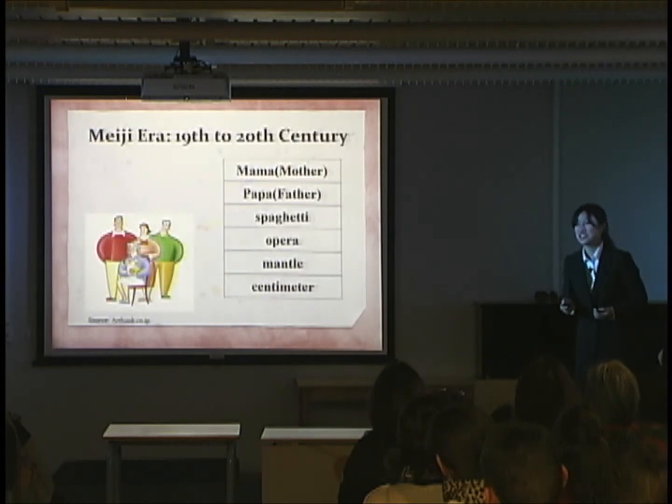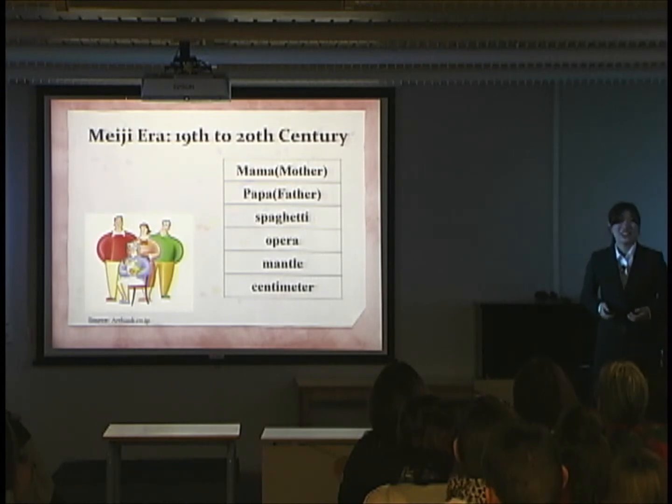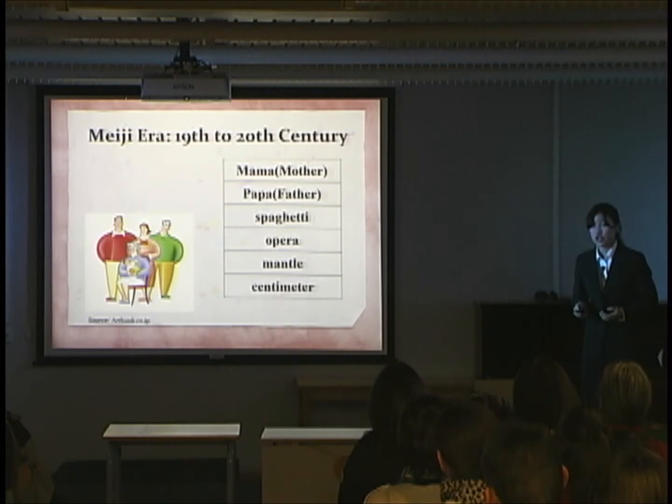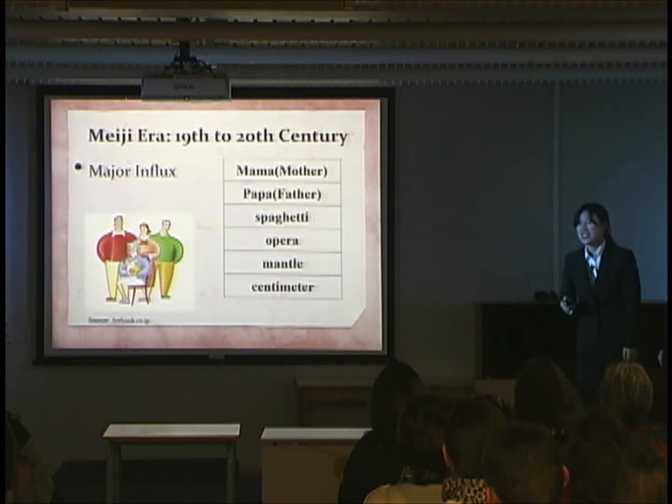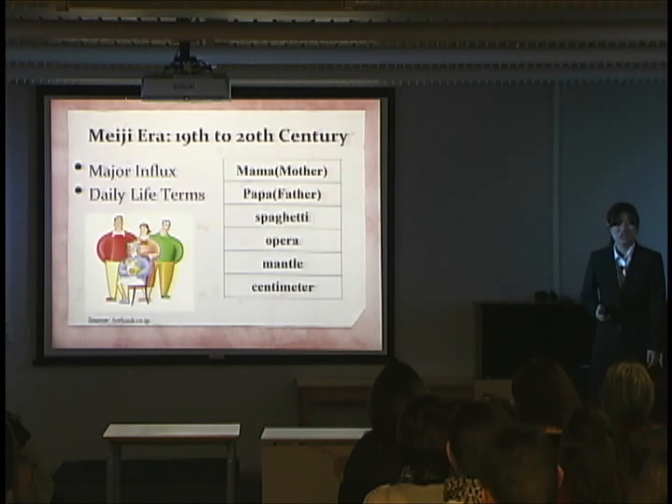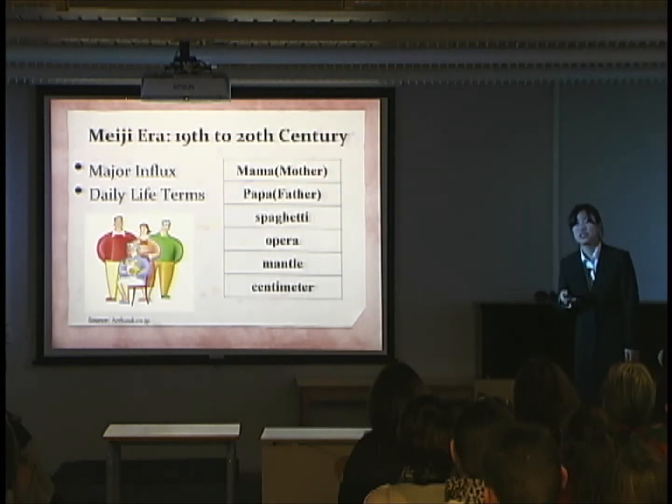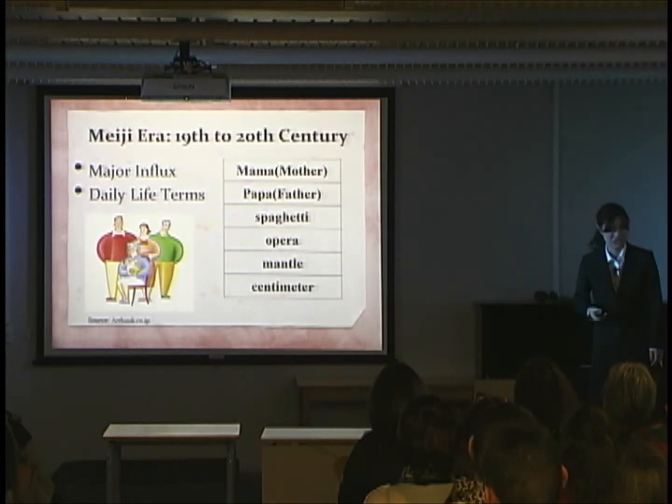After the Edo period, it became the Meiji era, from the 19th to 20th centuries. A lot of foreign loanwords came into Japan at this time. We borrowed art terms from French and fashion terms from Italy and Russia. They came to be used in daily conversation at this time. We used words such as mama for mother and papa for father. It helped to open the country more to foreign trade and diplomatic relations.